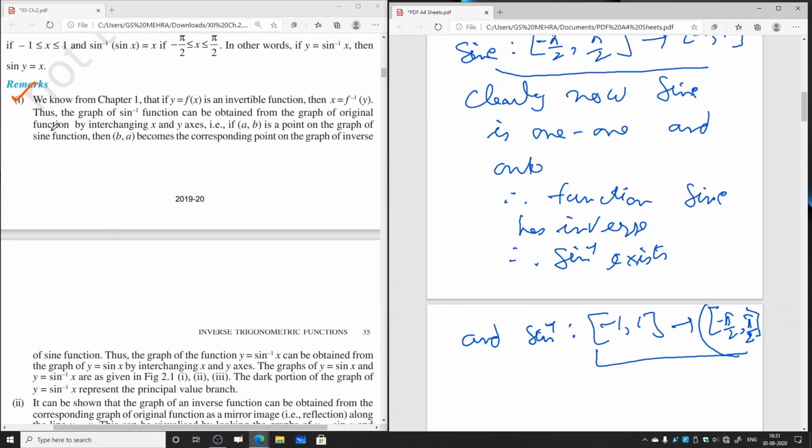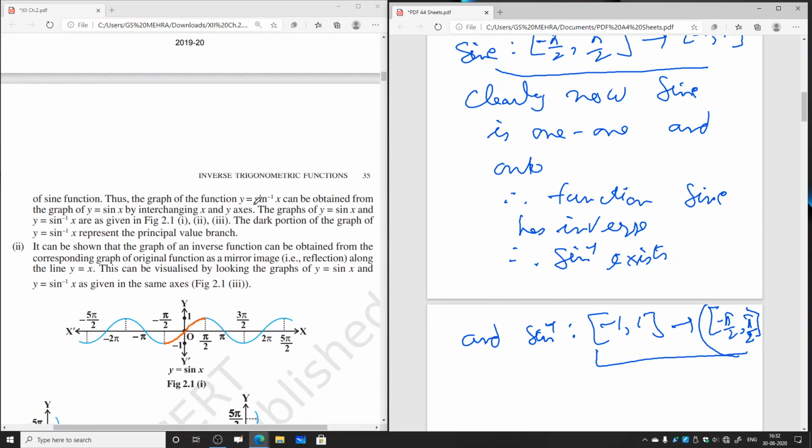So very simple. Thus the graph of the sine inverse function can be obtained from the graph of the original function by interchanging the x and y axes. That is, if (a, b) is a point on the graph of the sine function, then (b, a) becomes the corresponding point on the graph of the inverse function of sine. Thus the graph of the function y equals sine inverse x can be obtained from the graph of y equals sine x by interchanging the x and y axes. The graphs of y equals sine x and y equals sine inverse x are given in the figure.